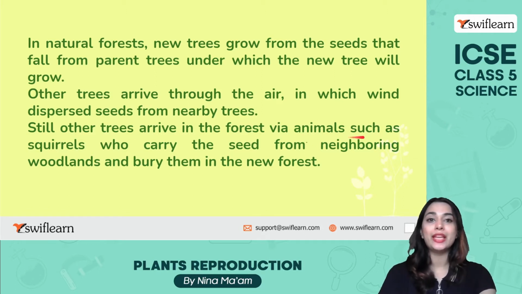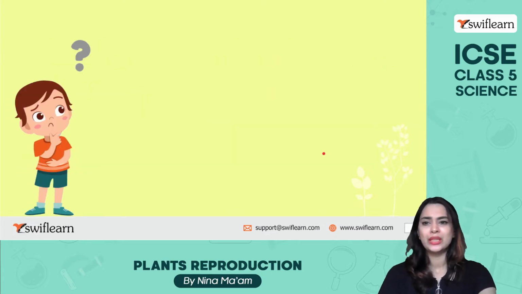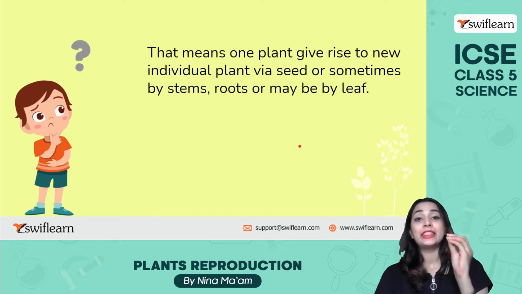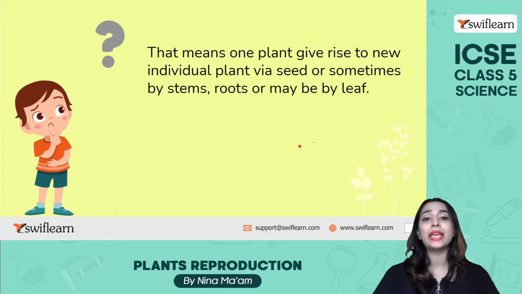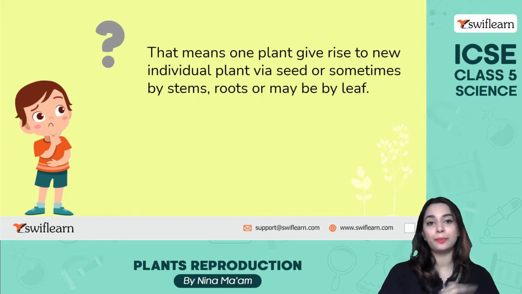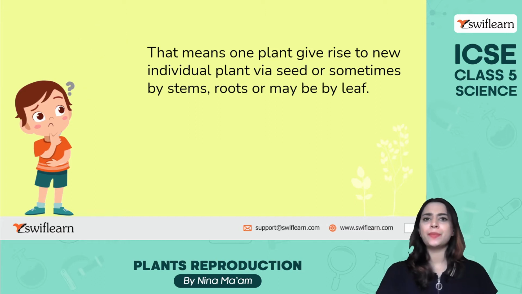And here you can see the animals. So who are the animals? Like squirrels. And here, the boy is so confused. So let's see. That means one plant can give rise to new individual plants via seed, sometimes by stem, sometimes by root, sometimes maybe leaf. We already learned about these things in the previous chapters.